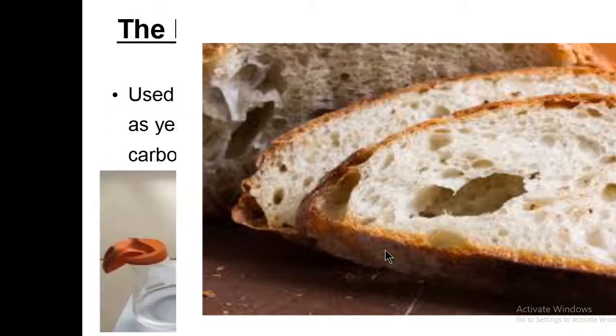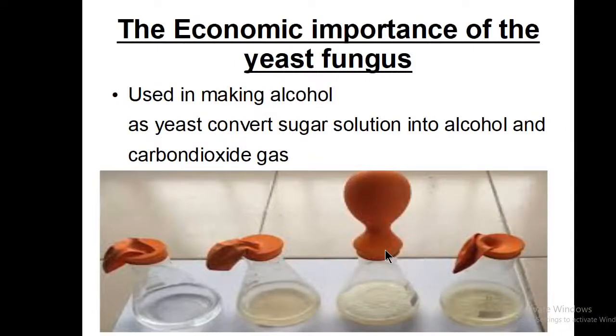Now, the economic importance of the yeast fungus is that it is used in making alcohol. Okay, as yeast converts sugar into alcohol and carbon dioxide. If we do an experiment with an empty glass bottle or empty plastic bottle, and we add yeast and sugar, some yeast and some sugar, okay, and water, and we put a balloon like this as shown in the figure. Okay, what will happen? The yeast will react with the sugar and it will produce carbon dioxide gas which blows up the balloon.